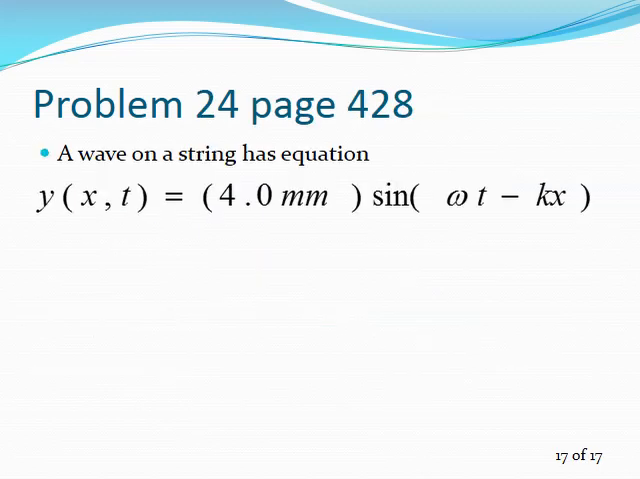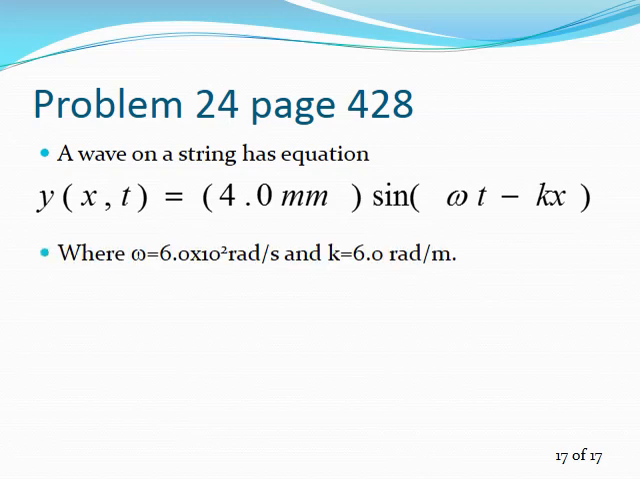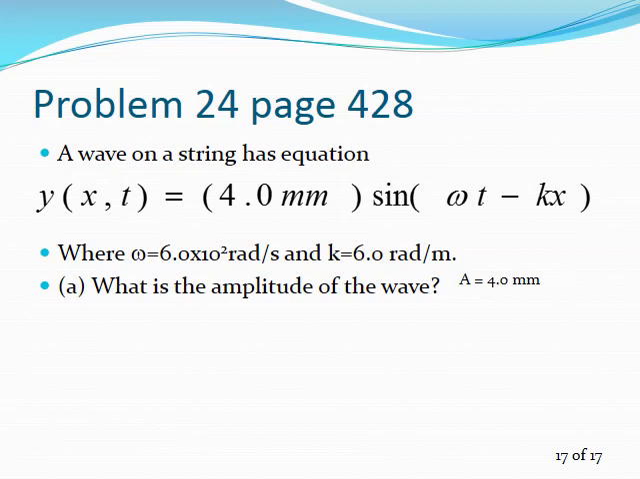Alright, more practice. Let's deal with this harmonic wave right here. Can we answer the questions for this harmonic wave? If we know that the angular frequency is 600 and the wave number is 6. Alright, what is the amplitude of the wave? That's quite easy. That is just 4 millimeters.